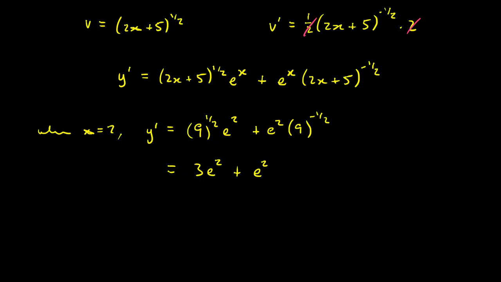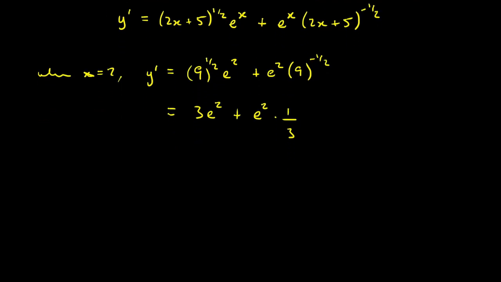Well, the negative means 1 divided by, right? So that literally means 1 over 9 to the power of a half. And 9 to the power of a half is just 3. So this is 3 there. So if I factorize out e squared, then I'm going to get 3 plus a third. And what's 3 plus a third? Well, 3 can be written as 9 thirds, so we've got 9 thirds plus 1 third is 10 thirds. This is 10 thirds e squared, right?